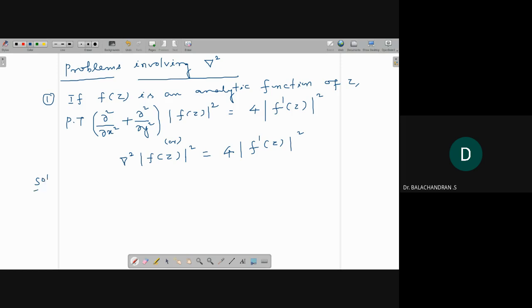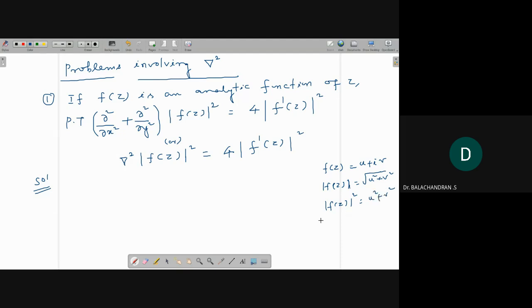Okay. So the idea is, first you should take the left hand side. What is f of z? f of z equal to u plus iv. Modulus of f of z equals root of u square plus v square. So if you square this, because here we have modulus of f of z whole square, that is u square plus v square.